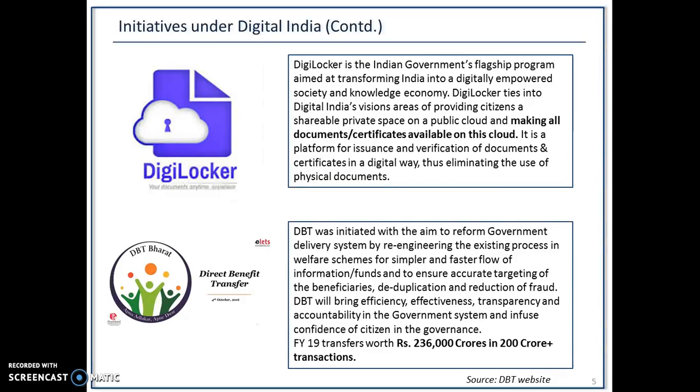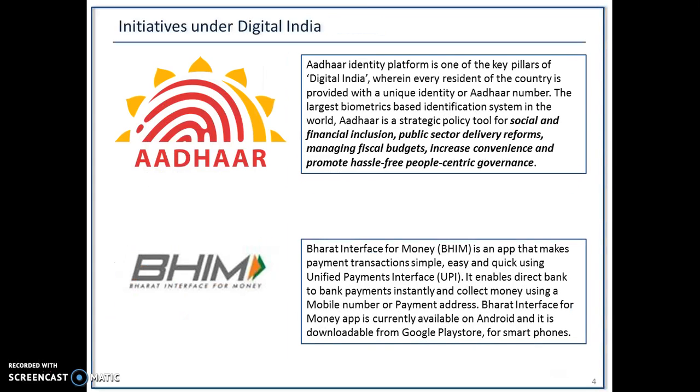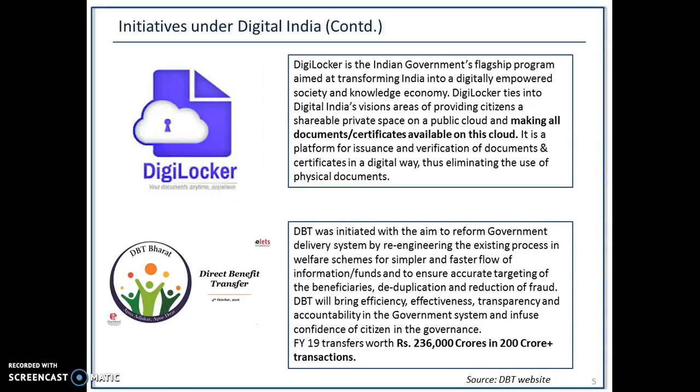All these initiatives which you see under Digital India, Aadhaar, DigiLocker, or the BHIM UPI, and the online fund transfer, are aimed at making the government transparent, reducing corruption in the country, and increasing the efficiency of government processes. In this year, the government has transferred money worth 2,36,000 crores under various benefits and subsidies in 200 crore plus transactions. This is only possible because of all these Digital India schemes which we saw earlier: Aadhaar, BHIM, online money transfer, DigiLocker. So the benefits of the Digital India scheme have started to show.